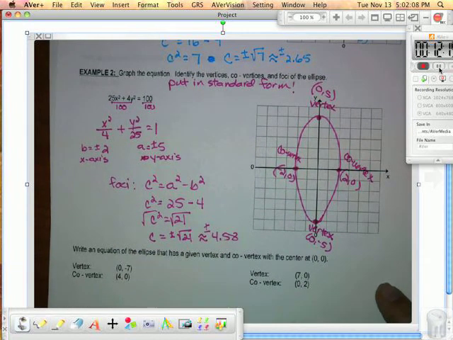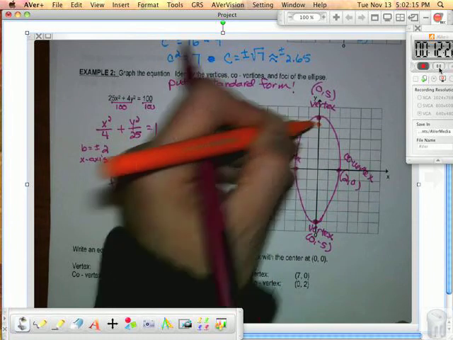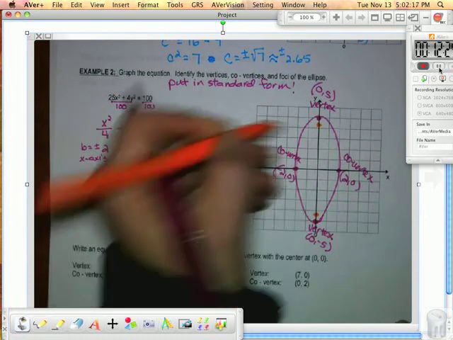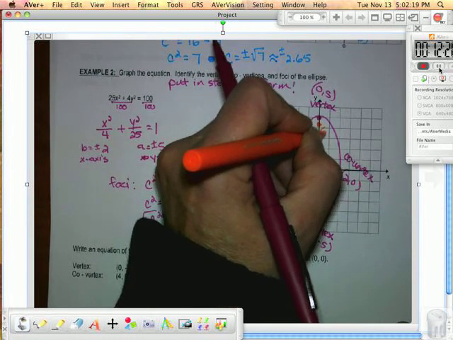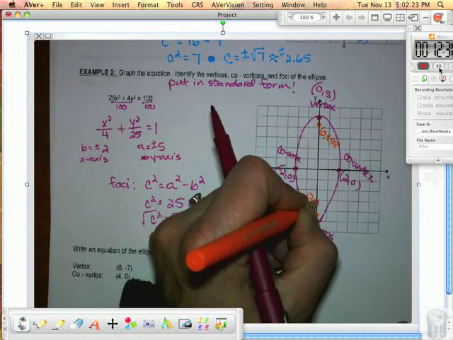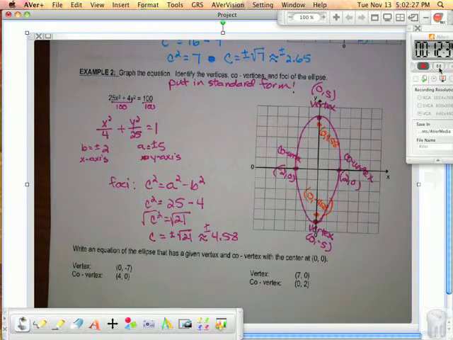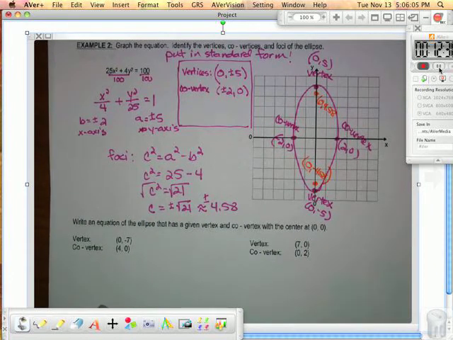So I can go ahead and graph those. 1, 2, 3, 4, and it's really quite close to both of my vertices. So that is 0, 4.58, and 0, negative 4.58. Okay, so those are the two types of problems you're going to see at first.